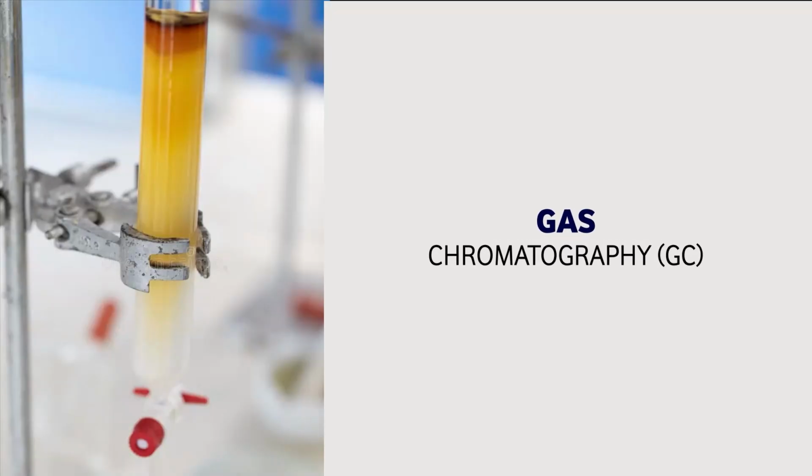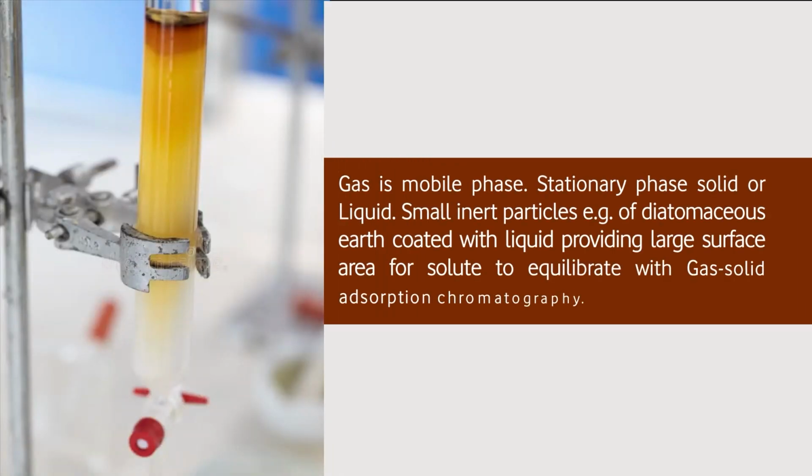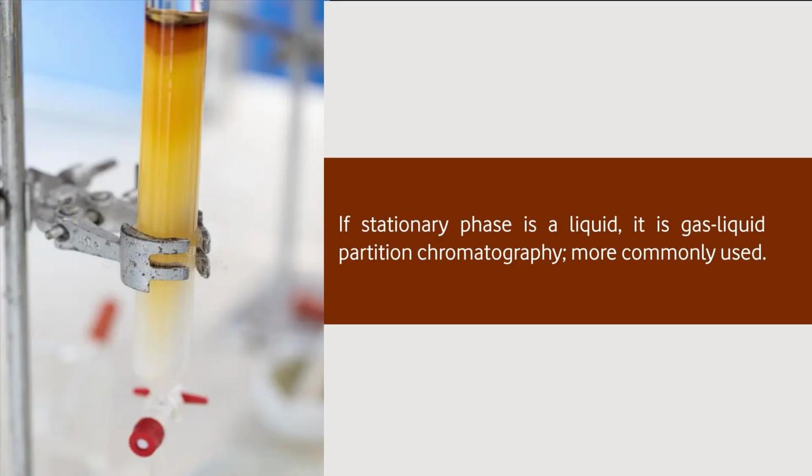Gas chromatography we will take. We have talked about the chromatography basics. We'll talk about the instruments now. This is the gas chromatograph. In the gas chromatograph, the mobile phase is gas. The stationary phase is generally solid or liquid. Small inert particles like diatomaceous earth are coated with liquid, providing a large surface area for the solute to equilibrate with the gas. With a solid stationary phase it is gas-solid chromatography.